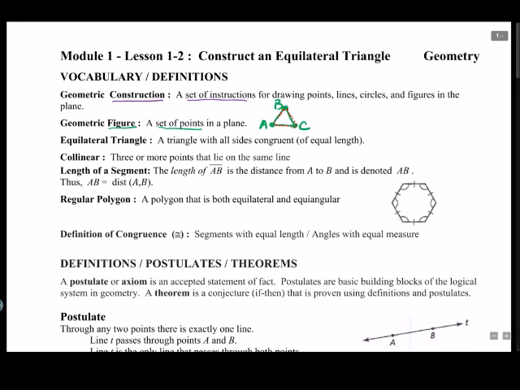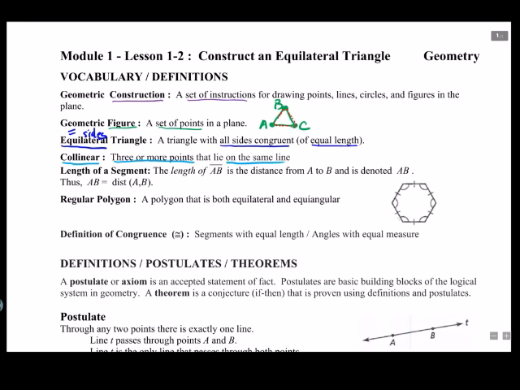An equilateral triangle is a triangle with all sides that are congruent. And what does congruent mean? Equal length. And the name tells us exactly what it is here. Equal sides. Equilateral means equal sides. Collinear, we saw this in the last lesson, remember, together on a line. That's 3 or more points that lie on the same line.